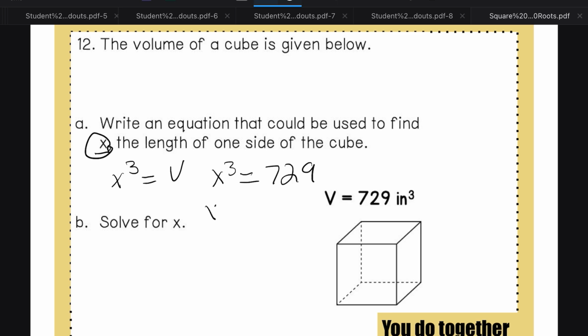So you need to know that x is the cubed root of 729, and go ahead and solve that in your calculator, the cube root of 729, and see what you get. You can go ahead and pause if you need to.